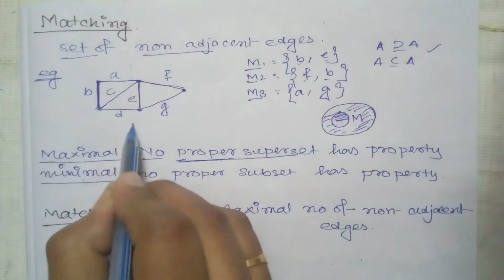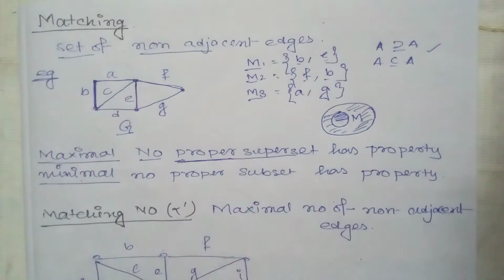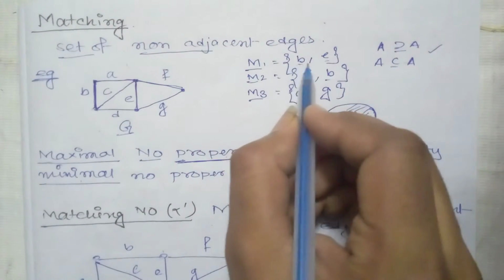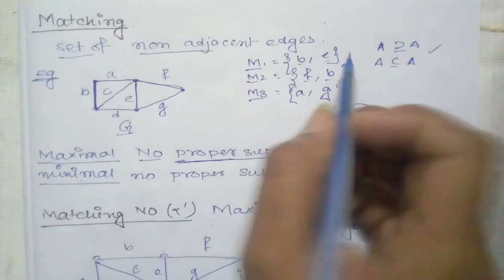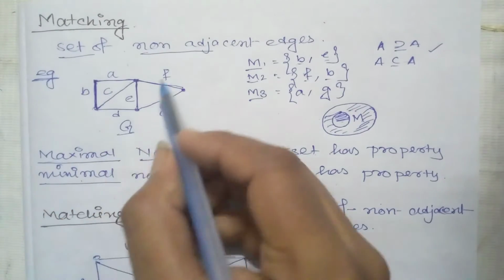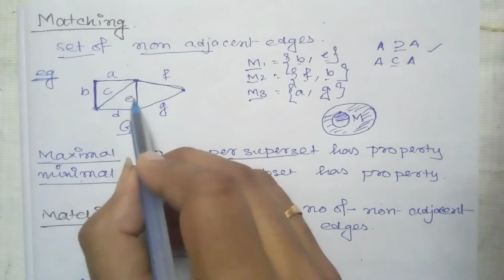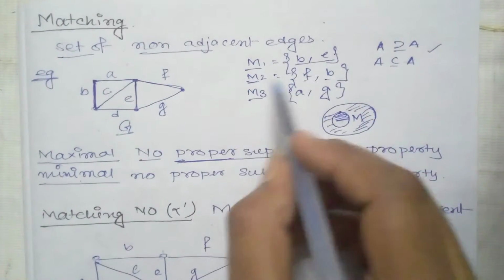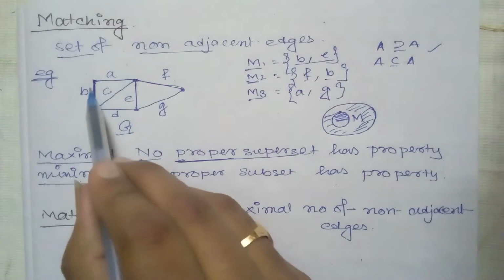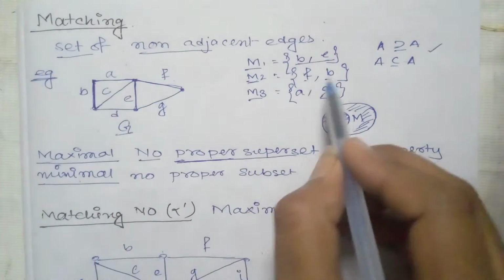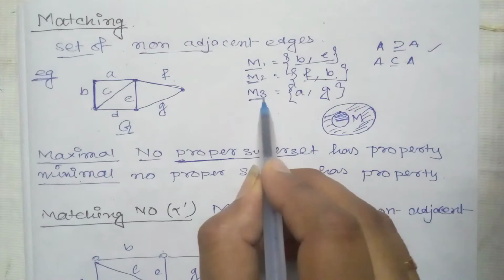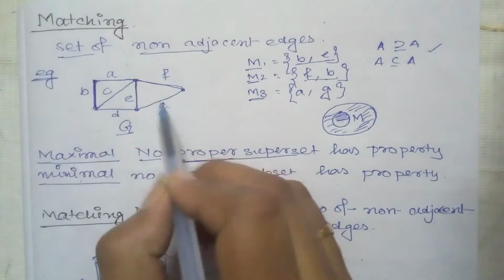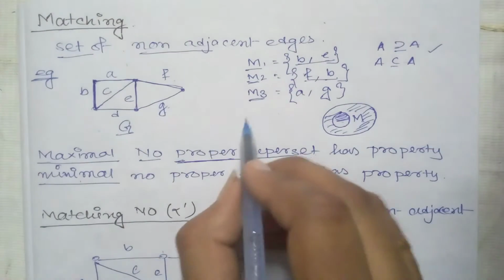Let's say this is the graph G, and let's see some matchings. M1 contains two edges, B and E. You can see that B and E are not adjacent, so we can take it. M2 contains F and B, which are non-adjacent, so we can take it. M3 contains A and G, which are not adjacent, so this is one matching.